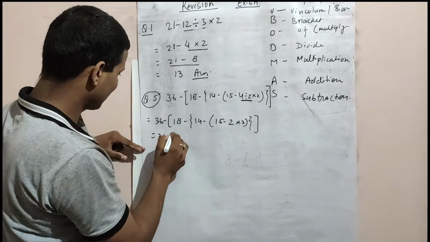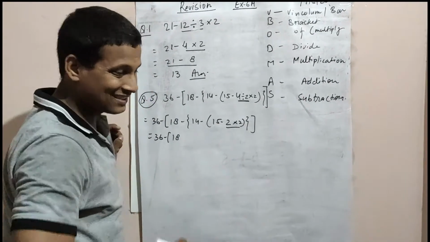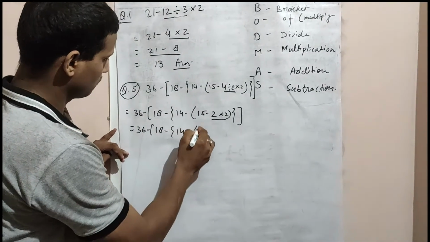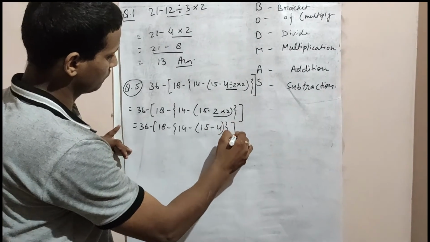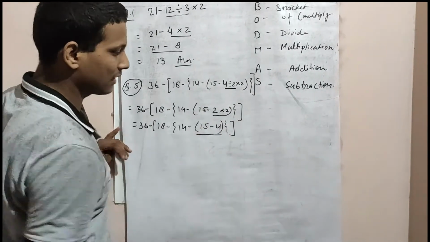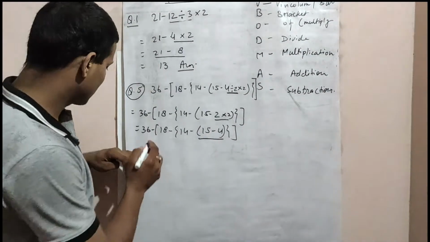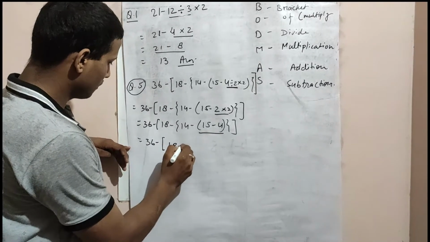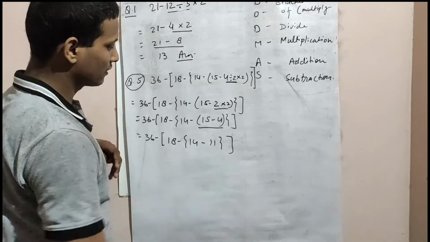Next is 36 minus 18. Now we need to solve this. We are still in small brackets. 15 minus 4. Now we can solve this particular small bracket by solving this subtraction. 36 minus 18 minus 14 minus 11. Now our small bracket is removed.